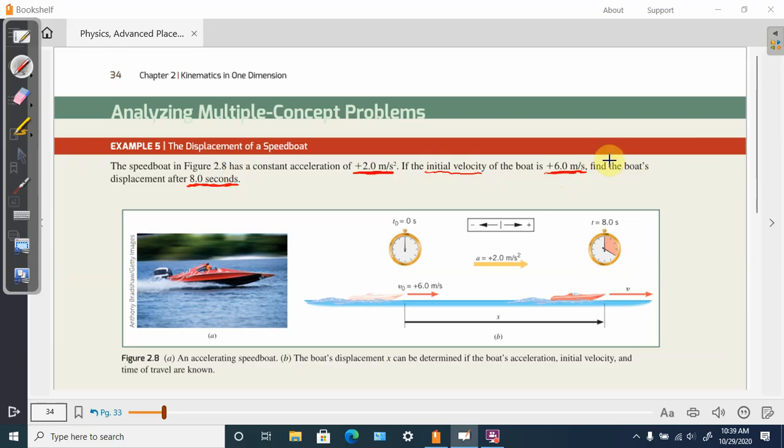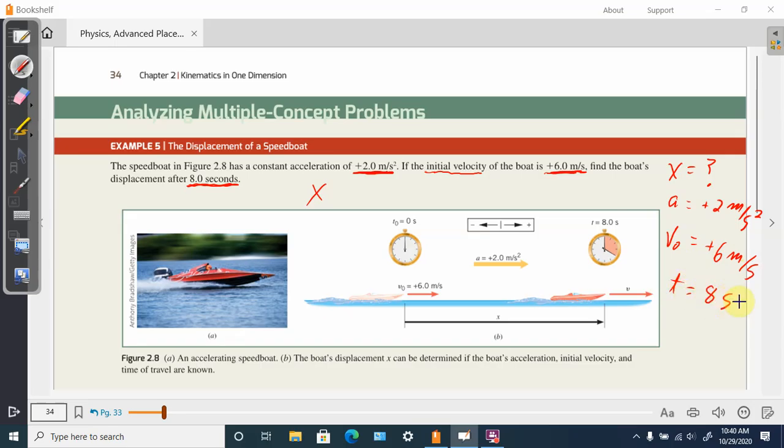Well, if we're trying to find displacement, we're looking for an x, because that's how we refer to displacement here in physics, right? So you're trying to find x, that's our question mark. We've got our acceleration, which is positive 2 meters per second squared. You've got your initial velocity, v sub 0, which is positive 6 meters per second. And we've got a time, which is 8 seconds.